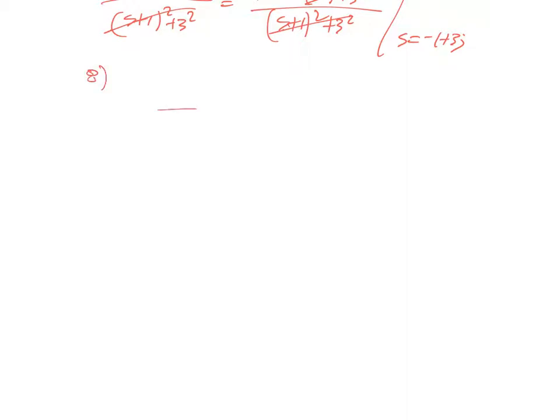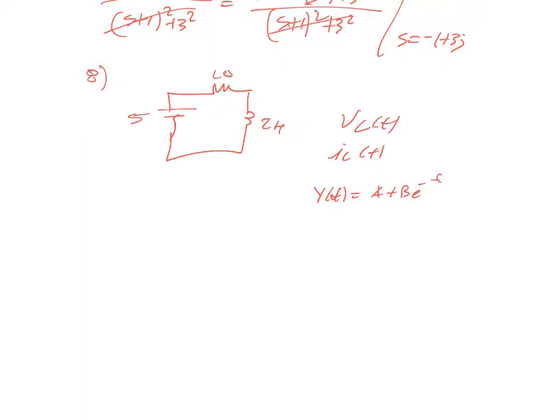Number 8: 5 volts, 10 volts, and 2 henry. What is VL of t and IL of t? What type of circuit is this? First order circuit, second order circuit? First order circuit. So can't we use y of t equals A plus B e to the minus t over tau? So you needed to solve for VL of 0, VL of infinity, IL of 0, IL of infinity. I think you only asked for I on this one. Oh, okay. Even better. Let's get rid of that one.